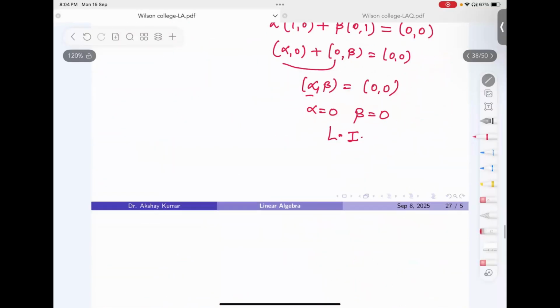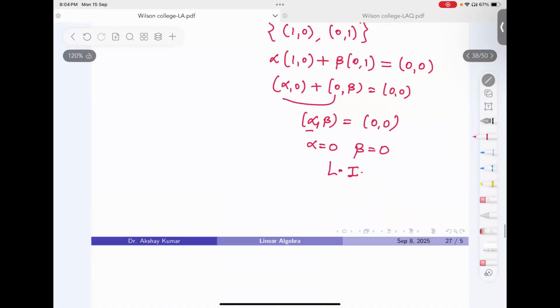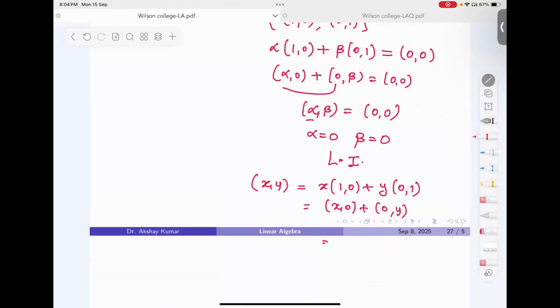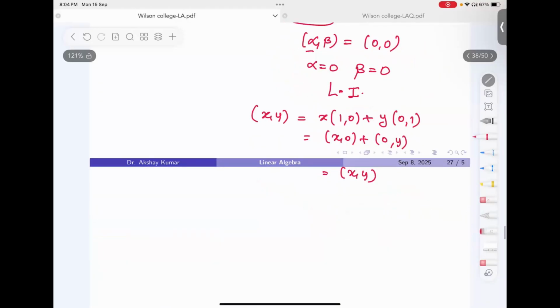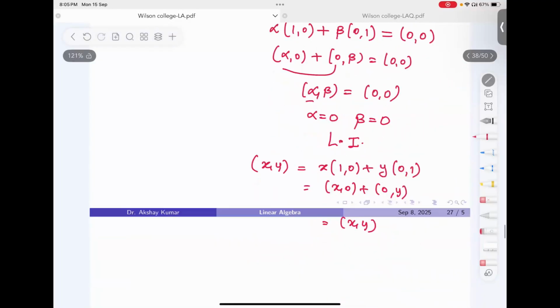So this set is linearly independent. And you can prove that this is a spanning set also. If you take any member x comma y, you can write this as x into (1,0) plus y into (0,1), so this is x comma 0 plus 0 comma y, which is x comma y. So this is a spanning set also, plus linearly independent. So this is a basis for R2.